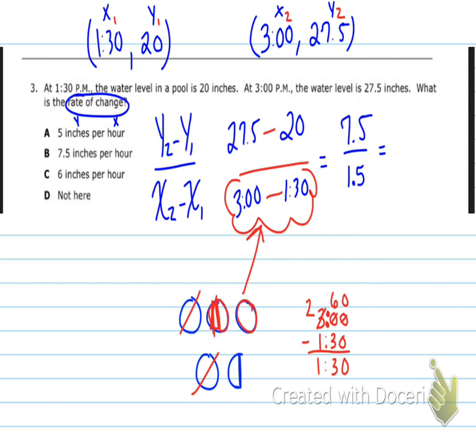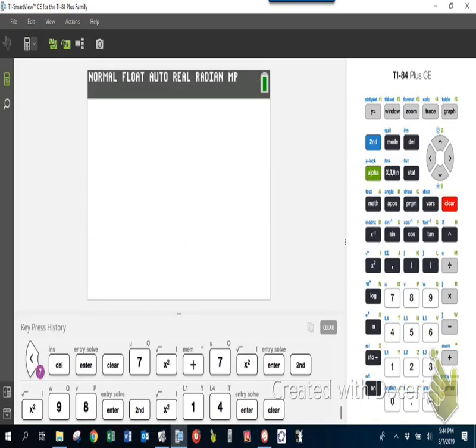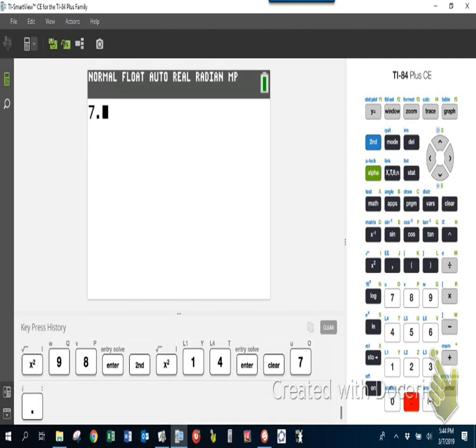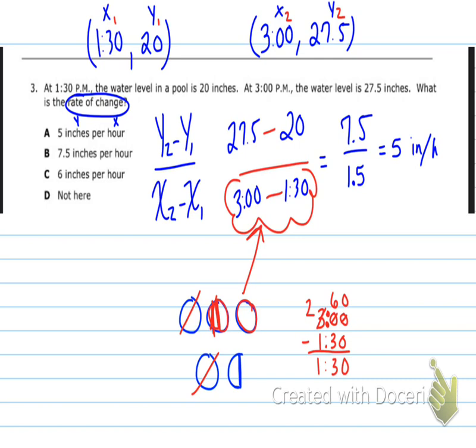And what I want to finish it off with is simplify. What's 7.5 divided by 1.5? And I get 5. Of course, I want to go check that, right? So what's 7.5 divided by 1.5? And that's how I get my 5. So my answer is 5 inches per hour. I'm going to go with A. And you have to excuse the mess I just made there. Okay.